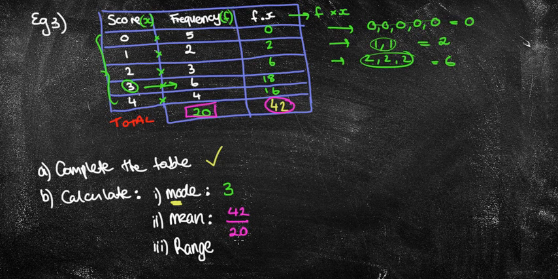So we're doing 42 and we're dividing that again by the 20, and we're going to come up with the answer of 2.1. And again, we can go back to our scores, and that looks about right because 2.1 would kind of be in the middle of these scores. And the last one there is the range, which is the highest score, which is 4, take away the lowest score, which is 0, which means we have a range of 4.